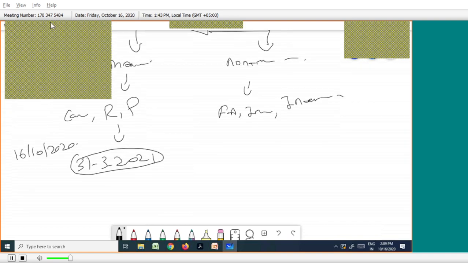Sundry creditors is a monetary item or non-monetary item? Just tell me, sundry creditors is a monetary item or non-monetary item? Put your answers.